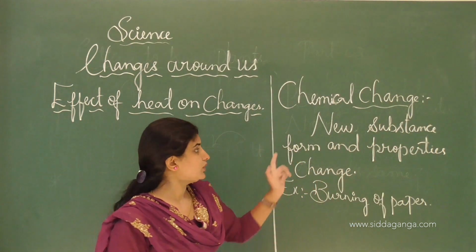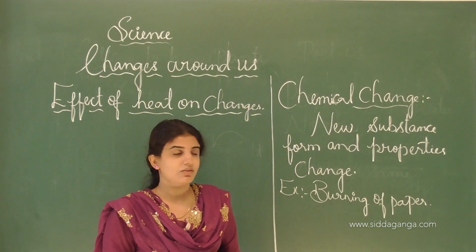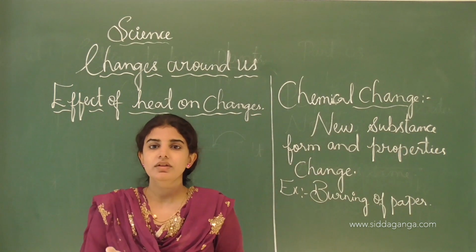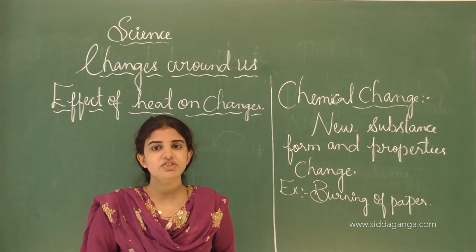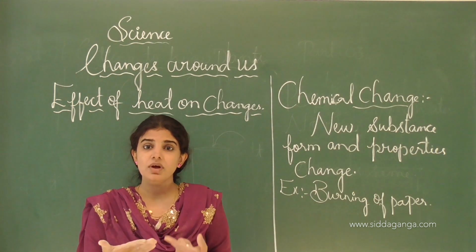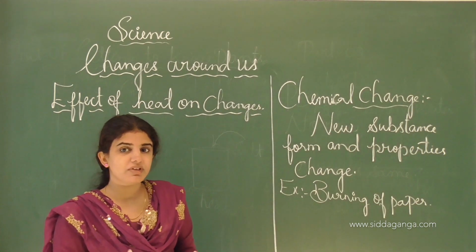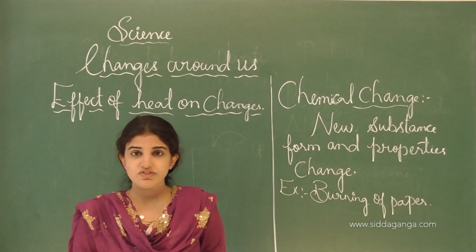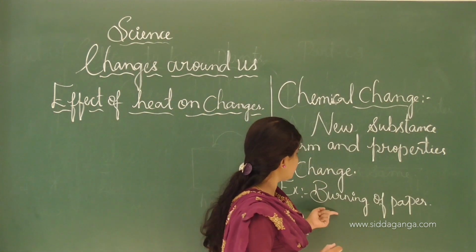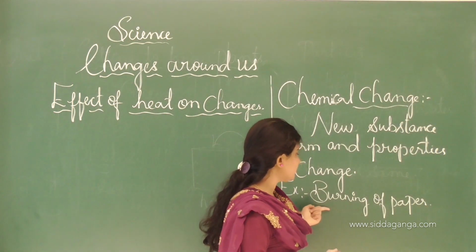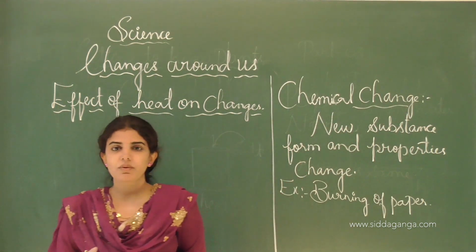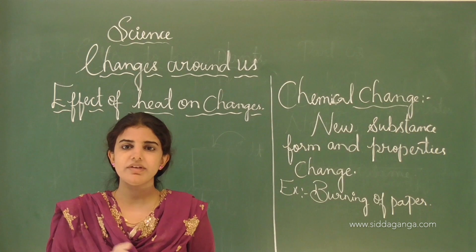See, in a chemical change, a new substance with new properties is formed. Burning of paper is one example of a chemical change, where after the paper is burned, ash is obtained, which has different properties, that is, the size, texture and appearance are changed. That is why we call it a chemical change. Here a new substance with new properties is formed. This is how a chemical change takes place.